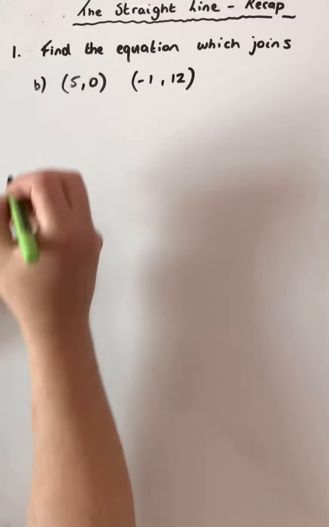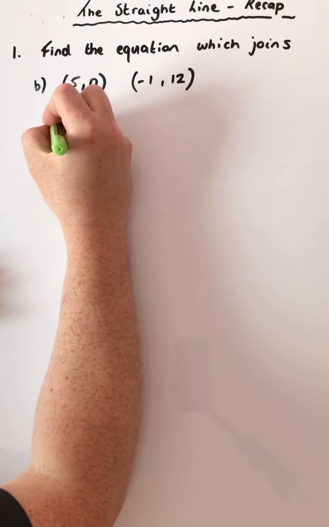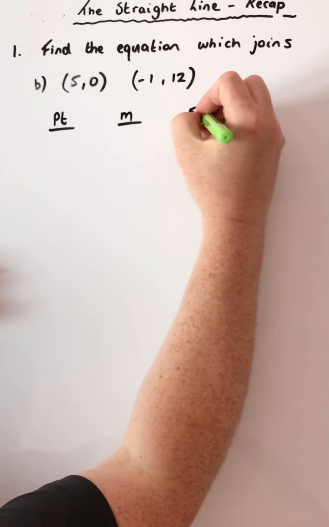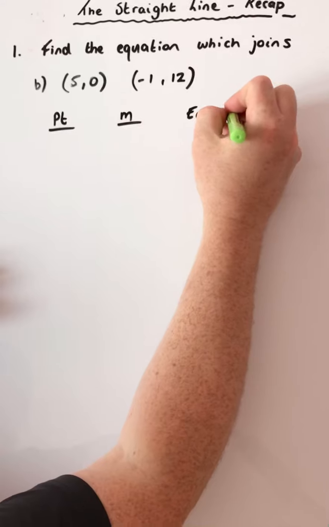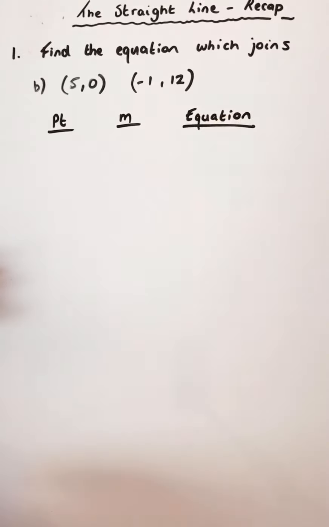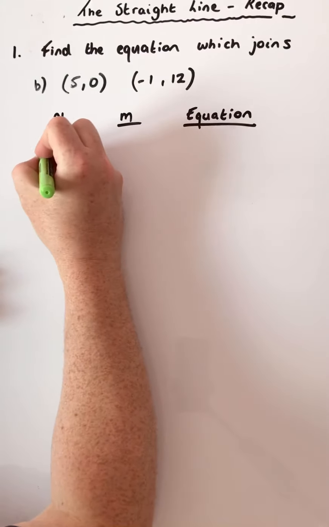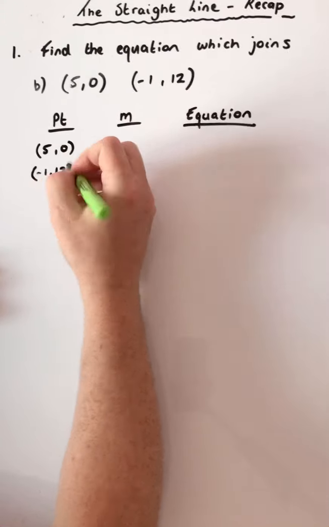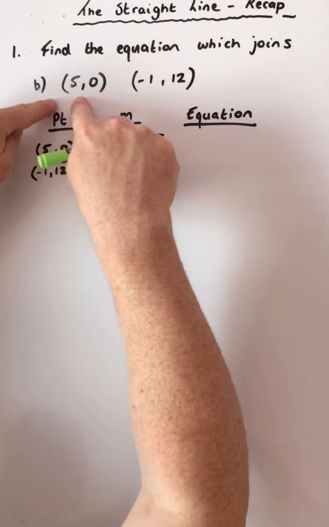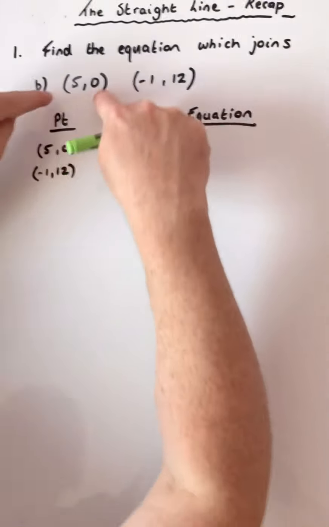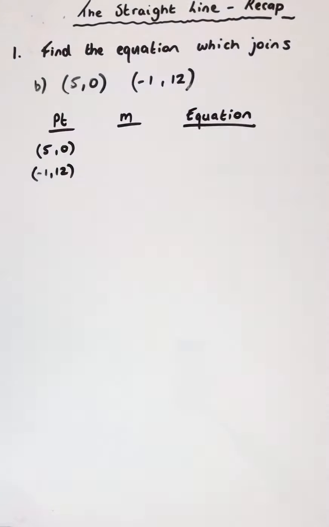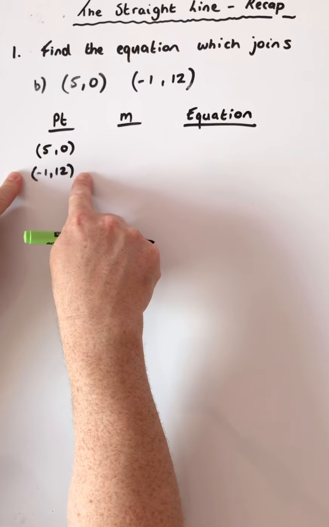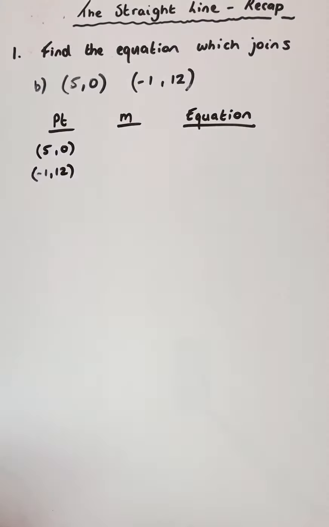Okay, so again, structure: point, gradient, equation. So our points are 5 and 0, negative 1 and 12. If you are doing this, can you double check that you have written them down exactly the same? You don't want to start with a transcription error by getting these numbers round the wrong way.